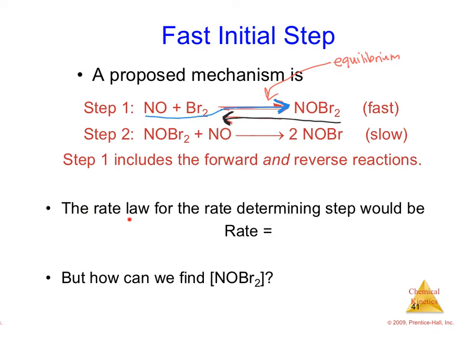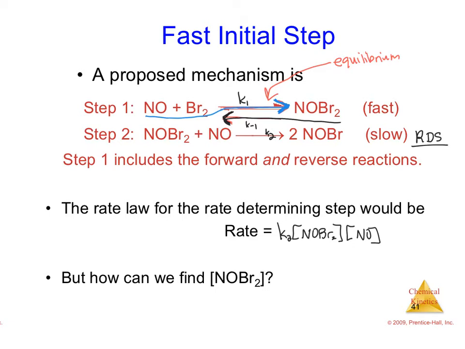Okay, so now let's look at this. The rate law for the rate determining step, again, this is our slow step. That is our rate determining step. For every single step, we have a rate constant: k1 for the forward, and I like to call k minus 1 for the reverse. And then for step 2, we'll call it k2. So the rate determining step, RDS, rate equals k2 times [NOBr2] times [NO].